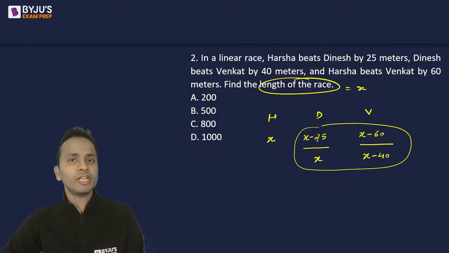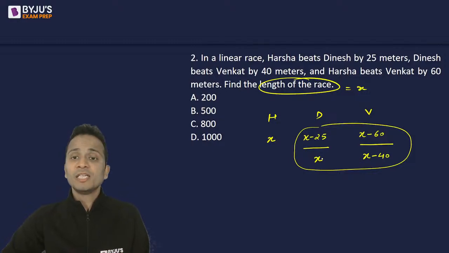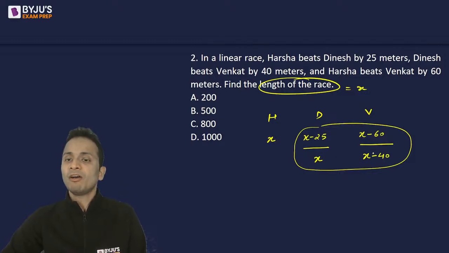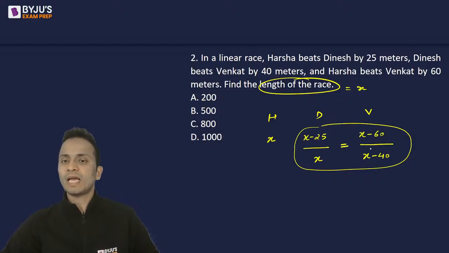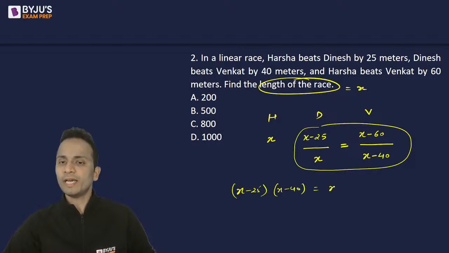So the time in which Dinesh has covered x minus 25, Venkat has covered x minus 60. Also, the time in which Dinesh has covered x, Venkat has covered x minus 40. All right. Now, Deep has given an answer 200. So, I'll equate this ratio and do the cross multiplication. Equate the ratio, cross multiply. x minus 25 into x minus 40 is equal to x into x minus 60.